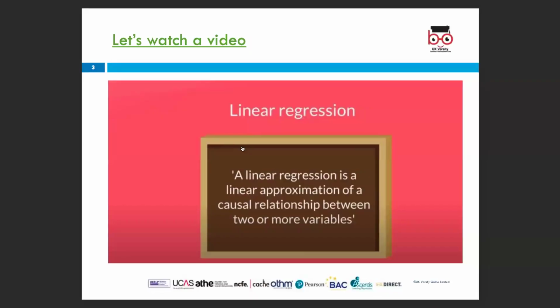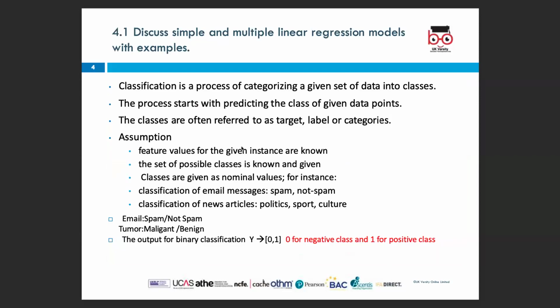We're watching this video after this session. So what is linear regression? Linear regression is a linear approximation of a causal relationship between two or more variables. So discuss simple and multiple linear regression models with example.